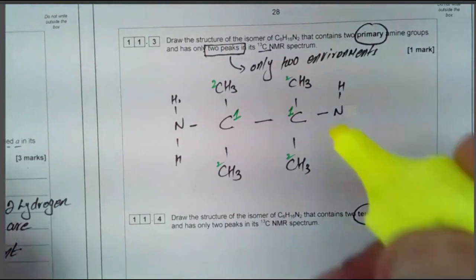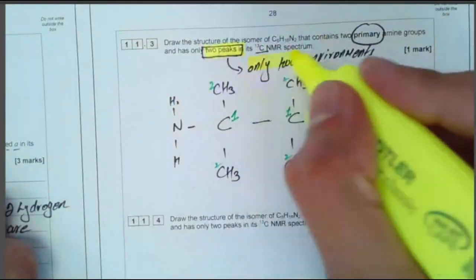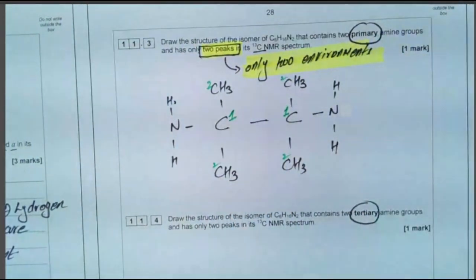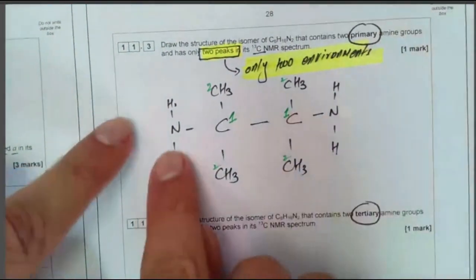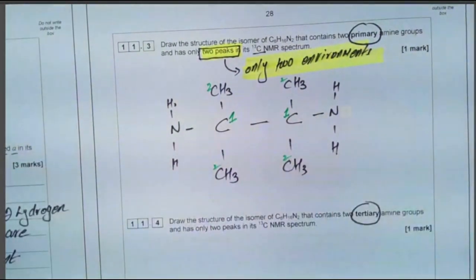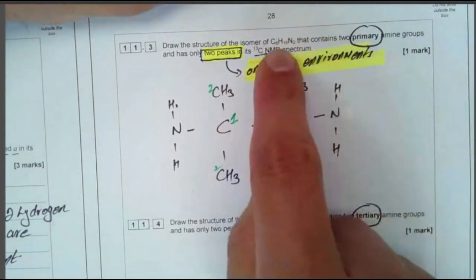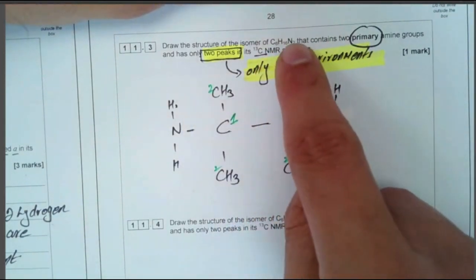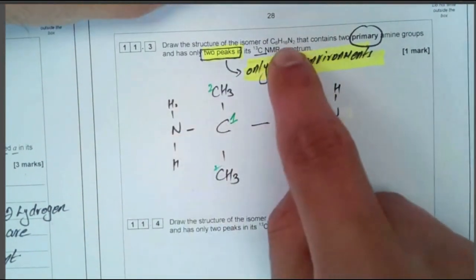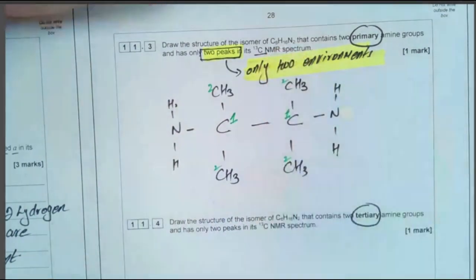So I said the first thing is when you read this, you have to identify that it has to have 2 environments. So what I did is, if it's primary, this means the ends will be NH2. Now I can then say I need what is left from this molecule. 2 nitrogens are gone, 4 hydrogens are gone as well. I'm left with C6 and H12.